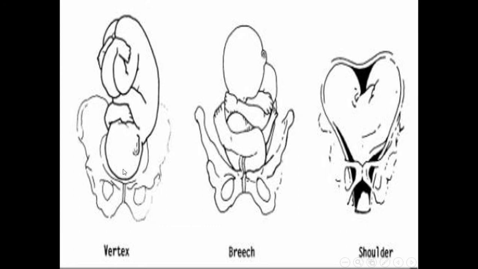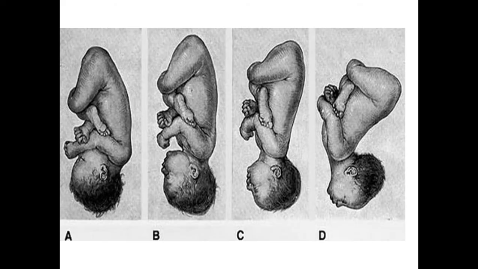So we have again two lie, longitudinal lie and transverse lie. Three presentation: cephalic presentation, breech presentation, shoulder presentation. And the position, we have three fetal position. Either the fetal head completely flexed, we have vertex position, completely extended, we have face position, not flexed, not extended, we have prow position. And each presentation or position has a denominator.